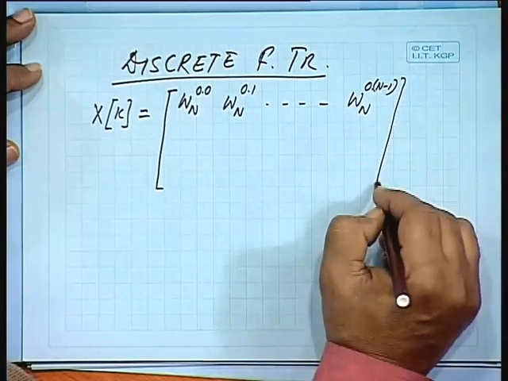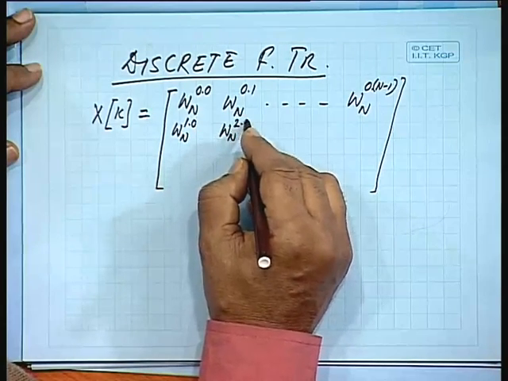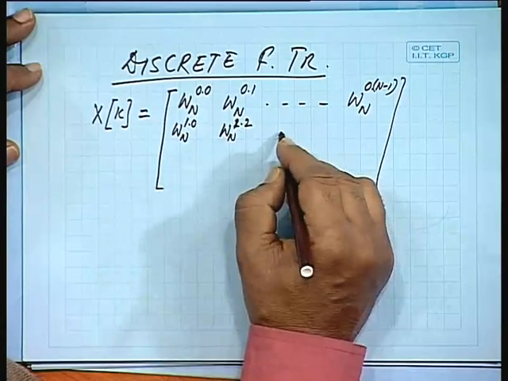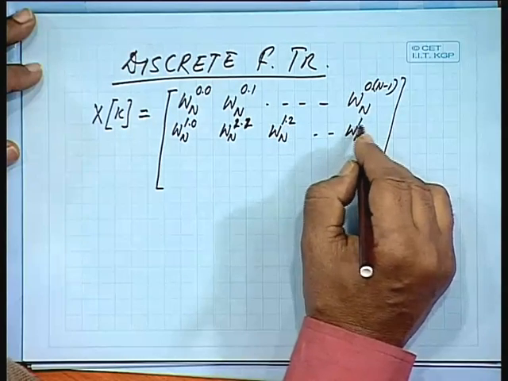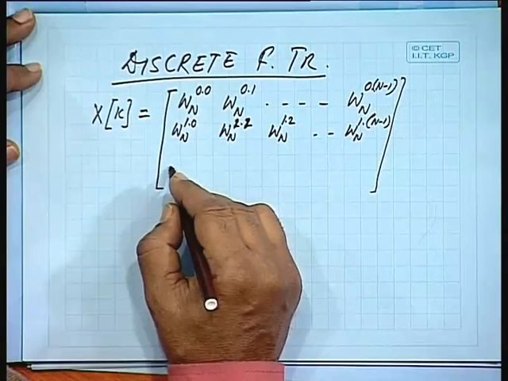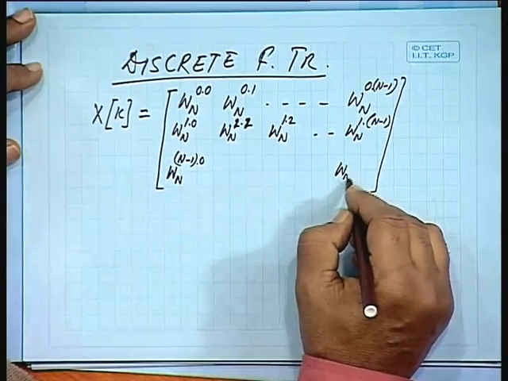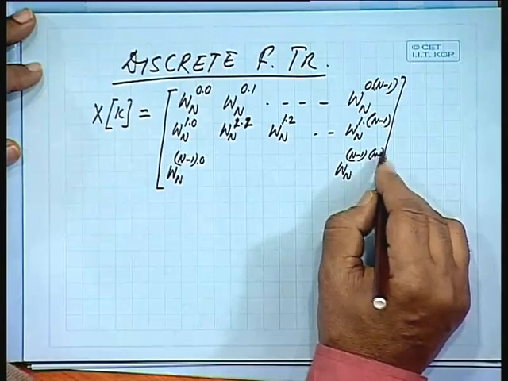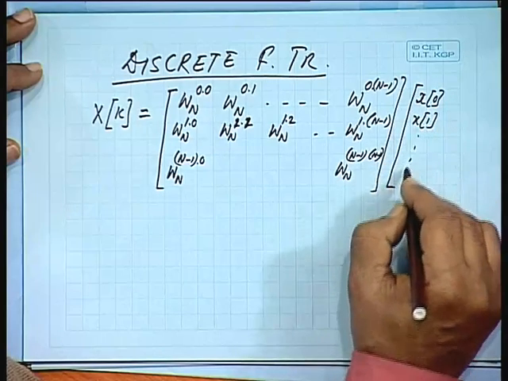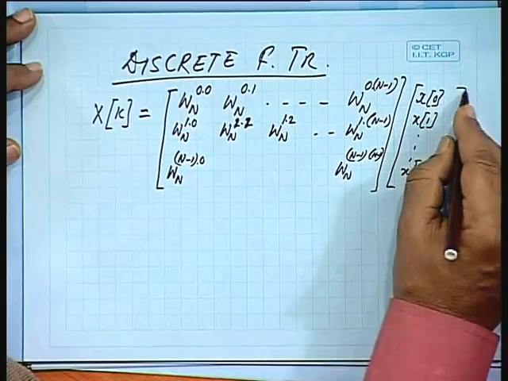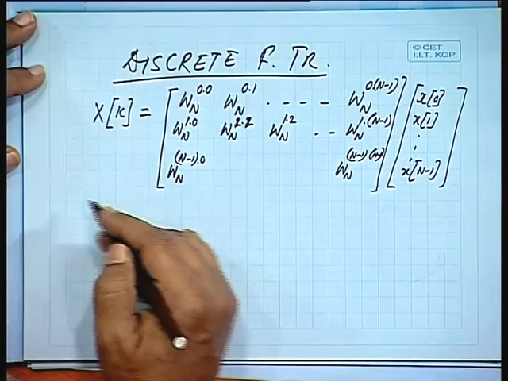If there is an n point sequence, we can write W_n^(1·0), W_n^(1·1), W_n^(1·2), similarly W_n^(1·(n-1)) and so on. Lastly, W_n^((n-1)·0) and W_n^((n-1)(n-1)), multiplied by x at 0, x at 1 and so on, x at n minus 1. That is, if I multiply these and then add them, I will get the corresponding components.